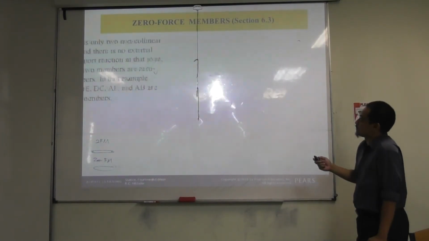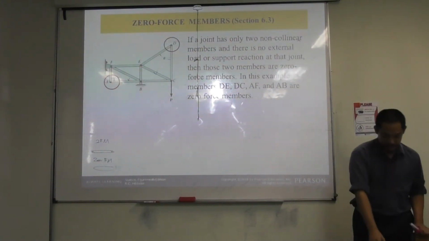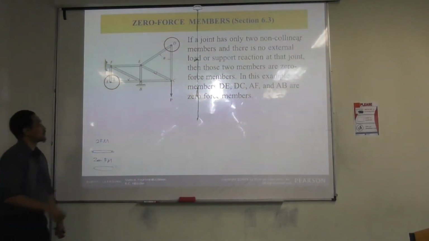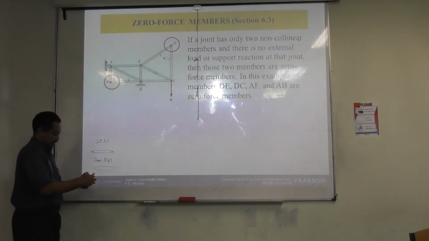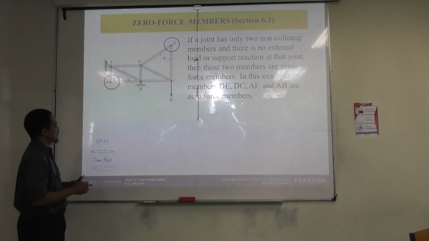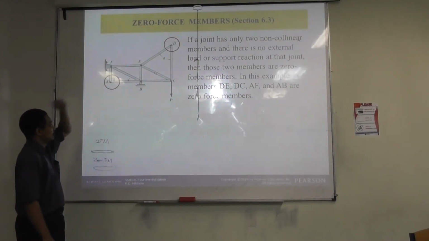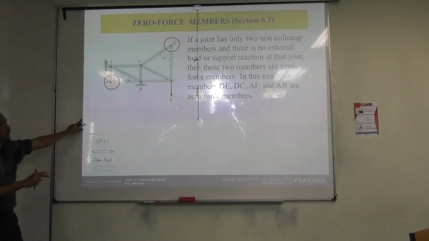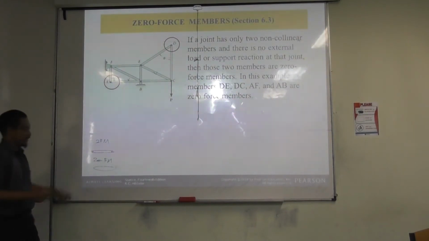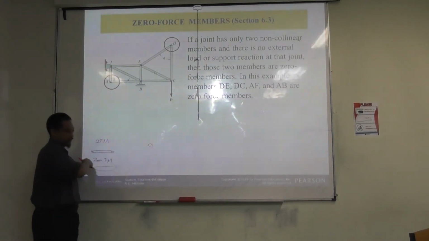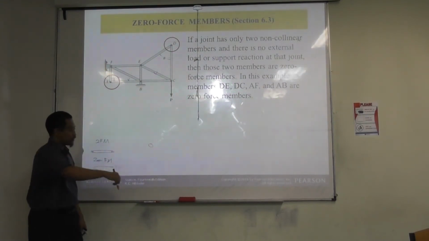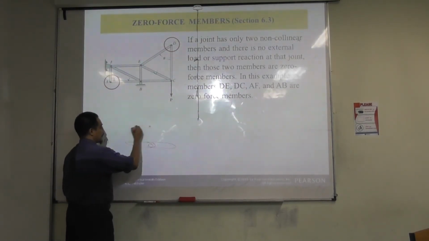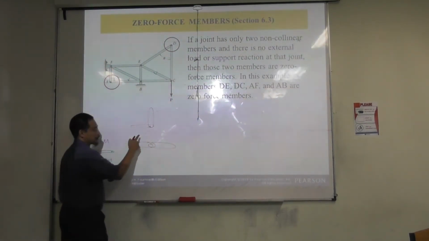Here there are two ways of detecting, just from visual inspection, if there is any zero force member. The first method is, if a joint, so you understand the joint by now, all of this is a joint, only has two non-collinear members. You understand that? Collinear means it makes one line basically. So if you have these two members, this is collinear. If you have this and this one, well, this is non-collinear.